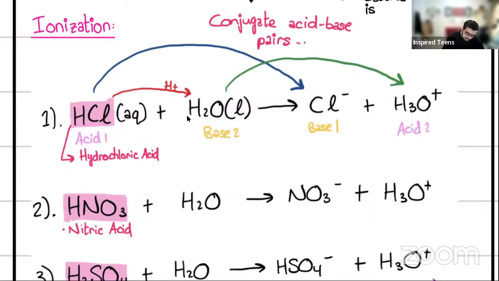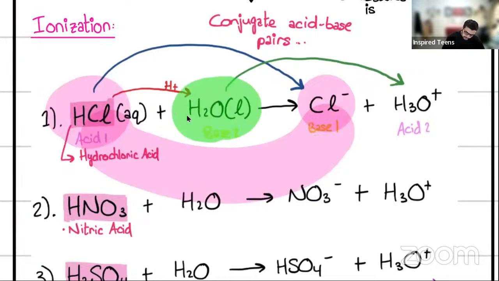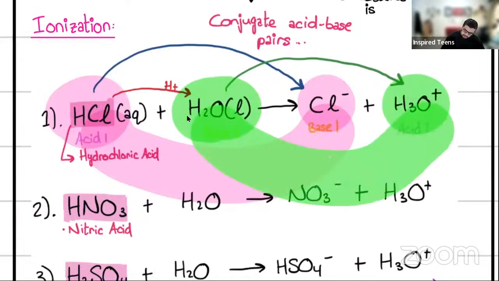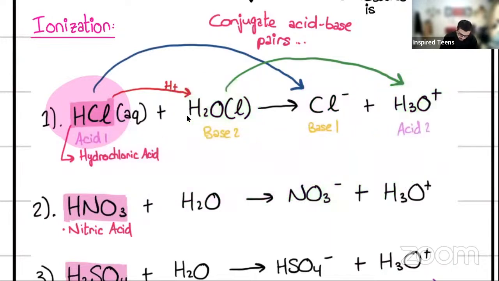Then we just pair them up on either side. HCl works with Cl minus, that's an acid-base conjugate pair. H2O works with H3O plus, that's an acid-base conjugate pair. So that's why they indicated already our acid-base conjugate pairs. That's the Lowry-Bronsted definition. We can easily identify what's our acid, what's our base, and we can see the donation of the hydrogen and the receiving of the hydrogen.